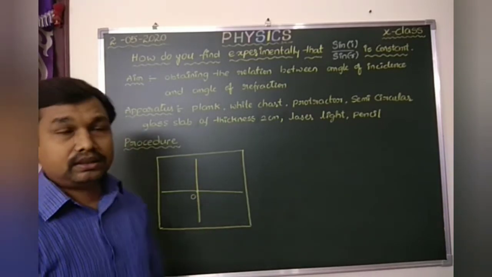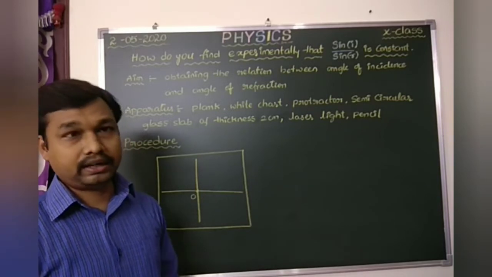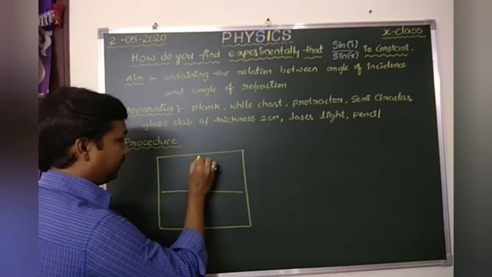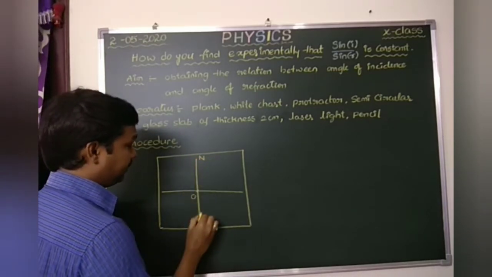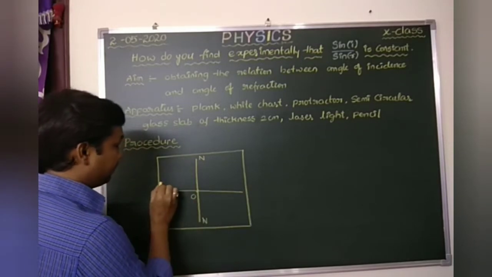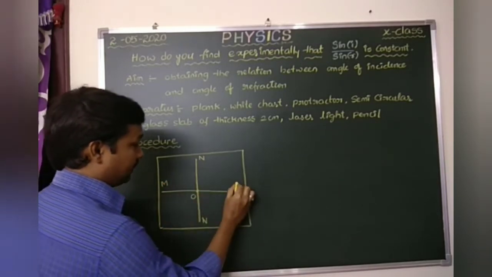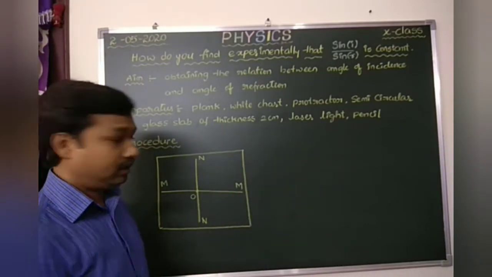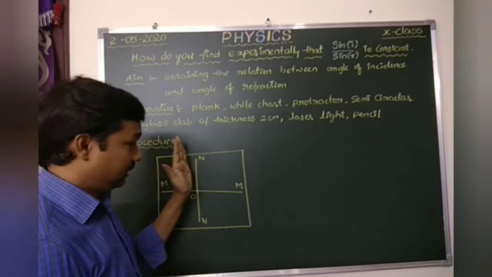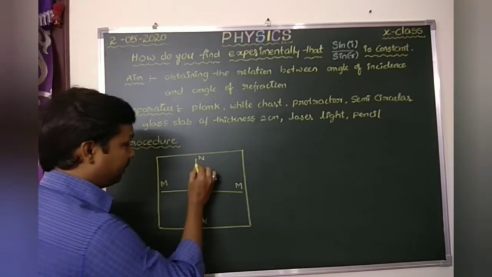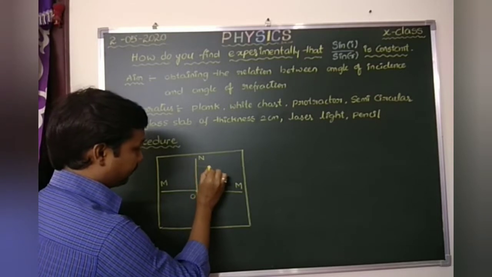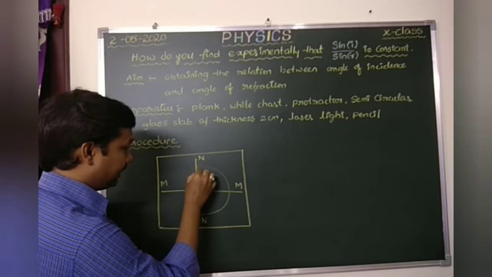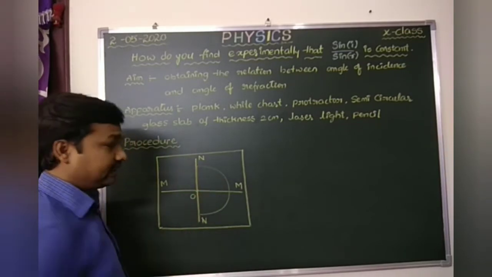We need to consider a protractor. Take a protractor and place it along the vertical line. I am naming the vertical line as the NN line, and the horizontal line as the MM line. Now place the protractor along the NN line. If you place the protractor on the NN line, you can find it like this.